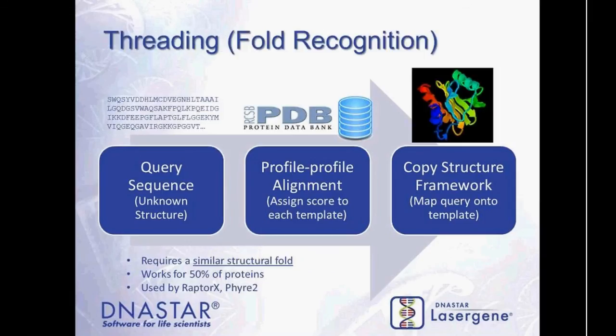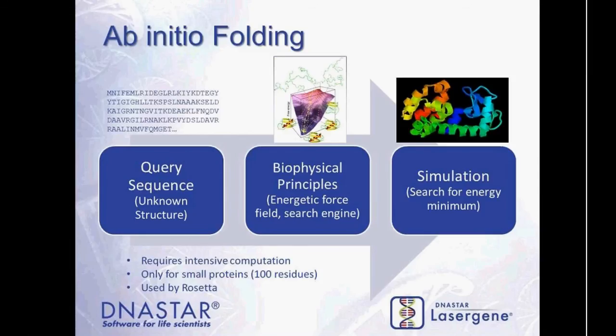Now, the threading or fold recognition method is a method that's often used for harder problems. This requires a similar structural fold to the predicted protein. Now, this method is usually successful about 50% of the time for proteins. And finally, ab initio folding is for the most difficult prediction cases, which require intensive calculations on the biophysical principles of the protein. Because of this, ab initio folding works best for small proteins, about 100 residues in length.